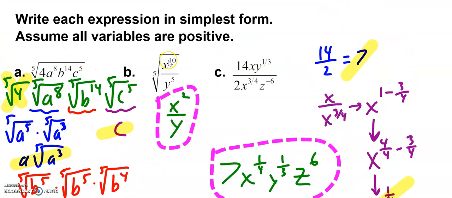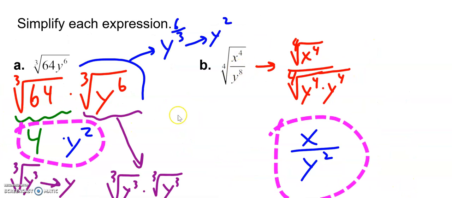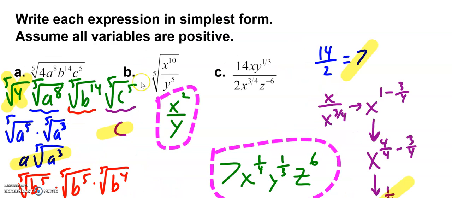This one I didn't really show any work because it's basically the same thing as what we did here, just different numbers. And the numerator had the 10 in this case, or 2 times this number. So x to the 10th, I can think of that as x to the 5th times x to the 5th. So the 5th root of x to the 5th is x, and x times x is x squared. The 5th root of y to the 5th is y.